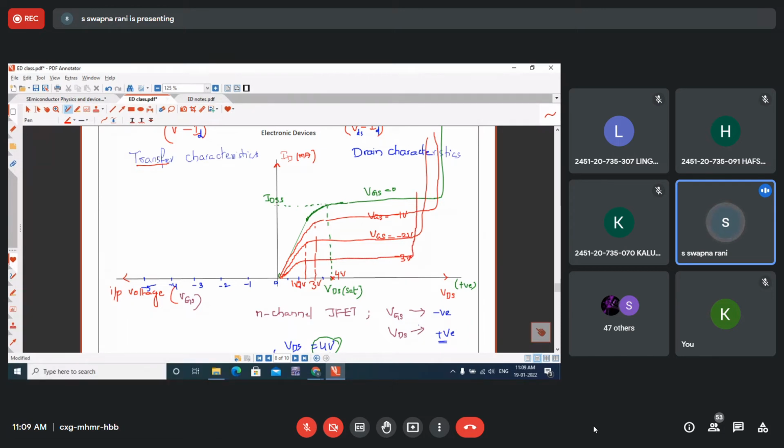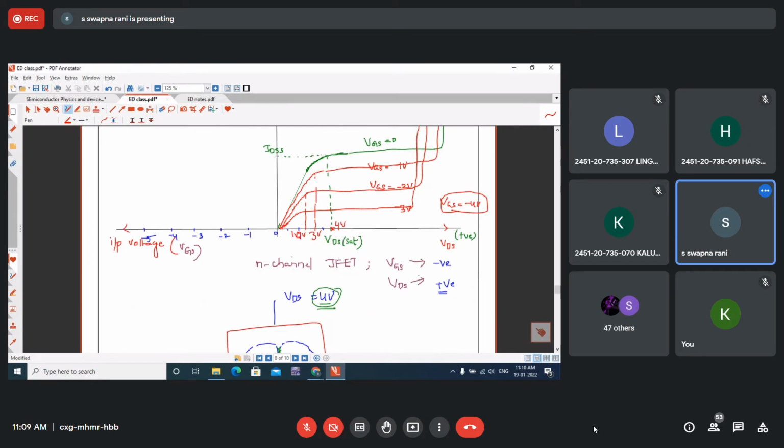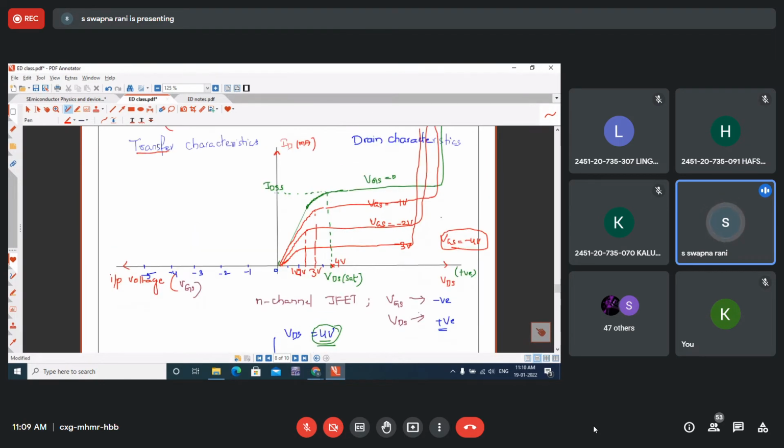Breakdown will also be occurring early. So VGS is -4. When VGS is -4, the channel will be completely closed by the depletion regions and drain current will become 0.